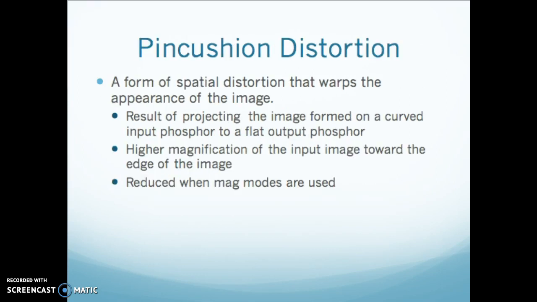Pincushion distortion is a form of spatial distortion that warps the appearance of the image. It results from projecting the image formed on a curved input phosphor to a flat output phosphor. So as you can see, that would cause distortion. There is higher magnification of the input image towards the edge of the image, and it reduces when mag modes are used.